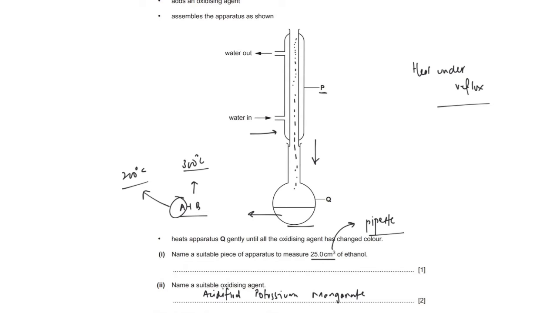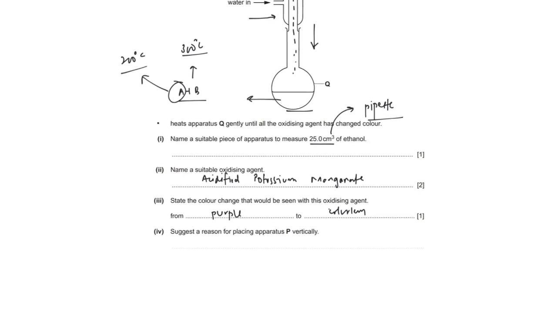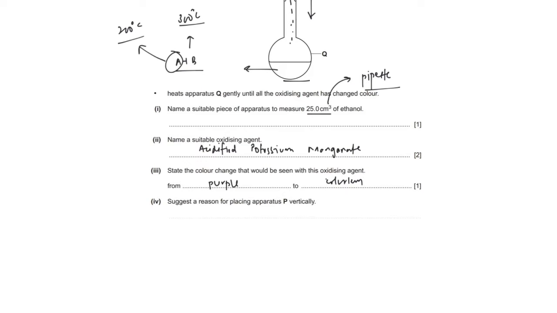So what are you going to answer in this question? Suggest a reason for placing apparatus P vertically. It is to prevent vapors from escaping. It is to prevent volatile substances from escaping.